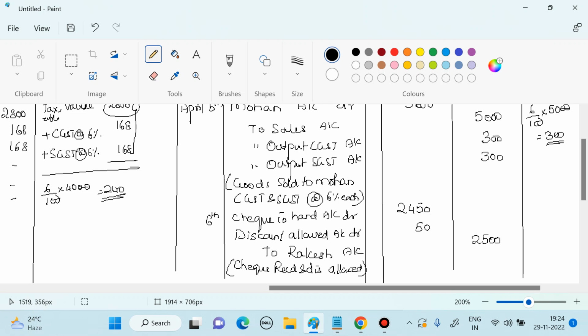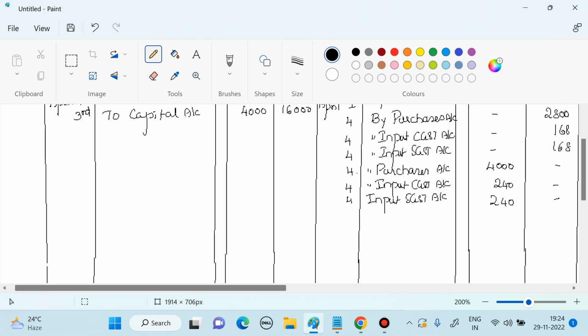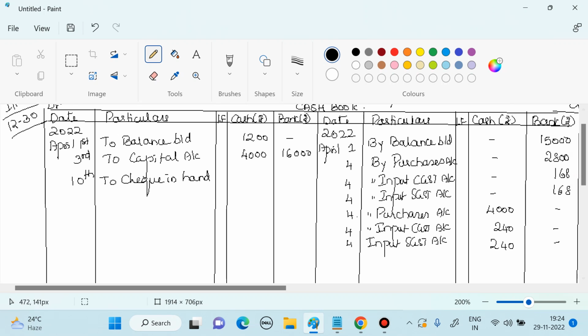So the entry would be in our cash book. On the receipt side, we will write April 10th to check in hand and that would be in our bank column, 2,450. Is that clear?